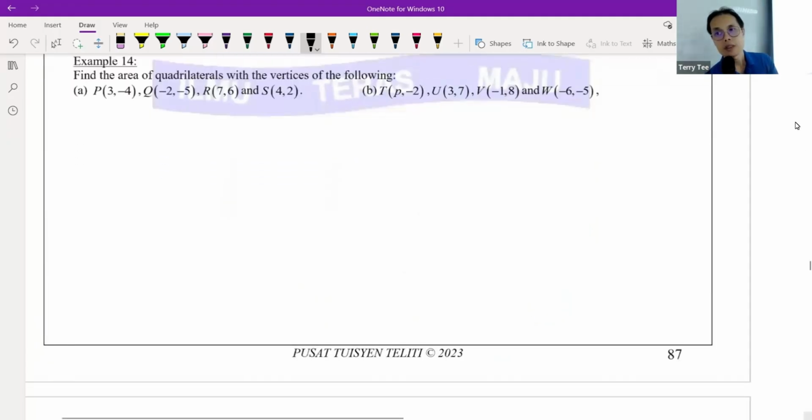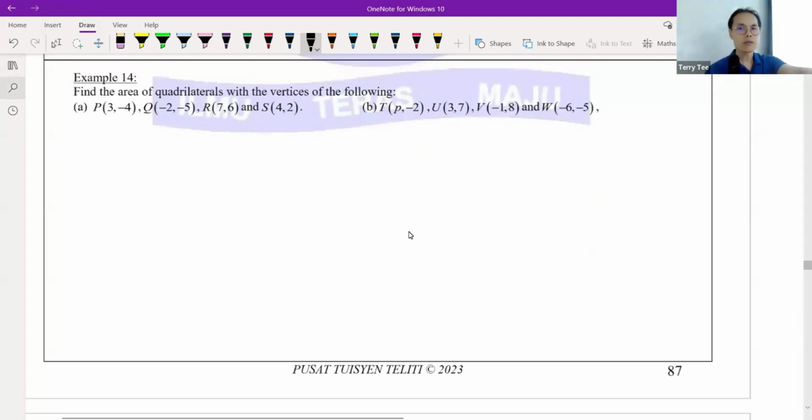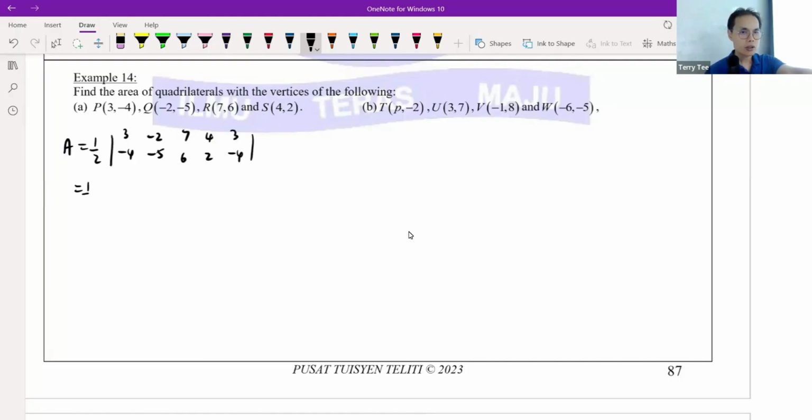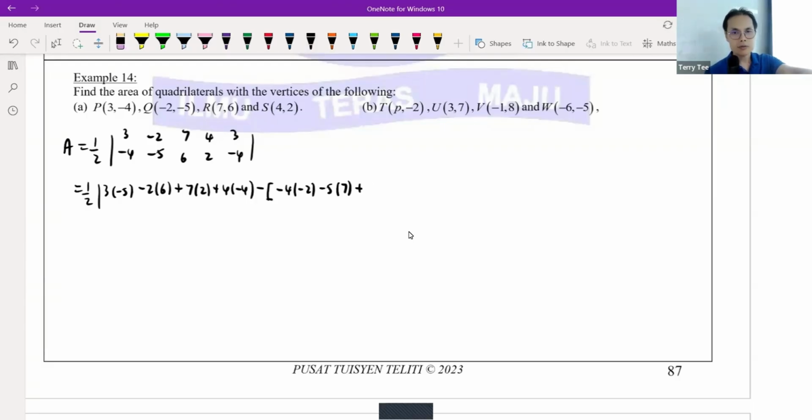Just modulus it. Okay, so example 14, the first one, your area will be half x1, y1, x2, y2, x3, y3, repeat the first, x4, y4, repeat the first point. So this one, let me show you the long way. 3, negative 5, minus 2, 6. This one, 7 times 2, 4 minus 4, minus this. Oh man, a lot of work. Minus 4 times minus 2, minus 5 times 7, 6 times 4. And then the last one, 2 times 3.